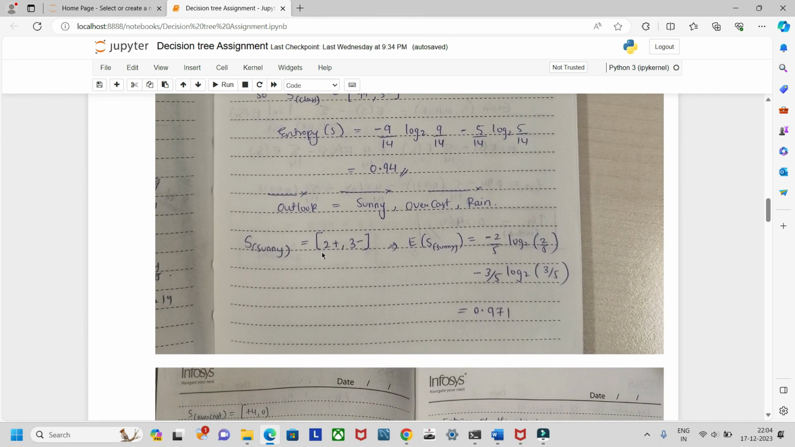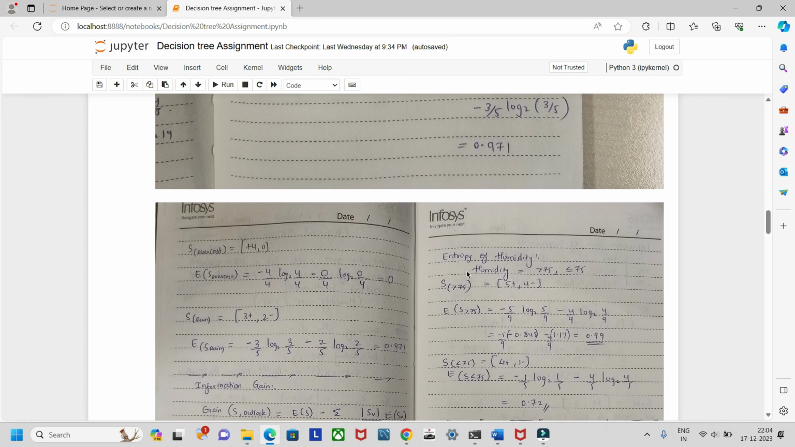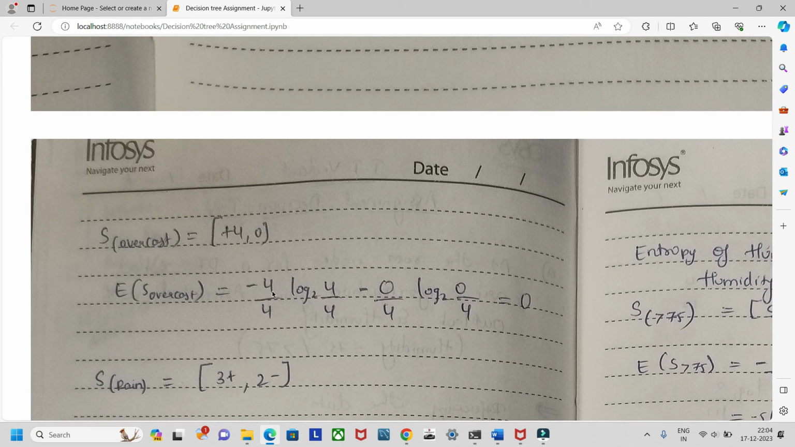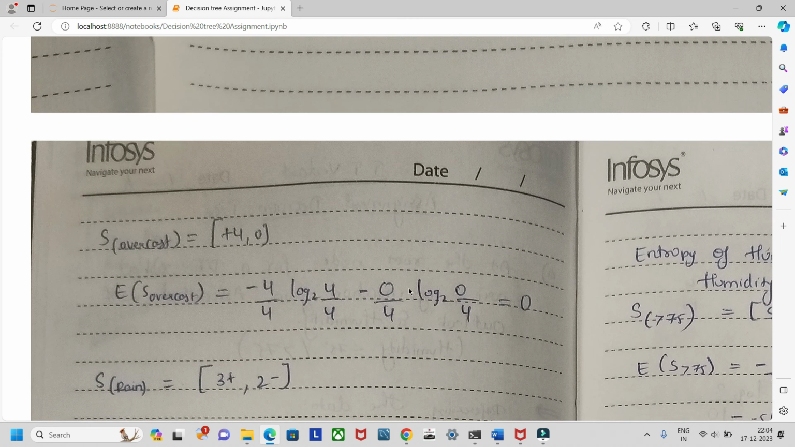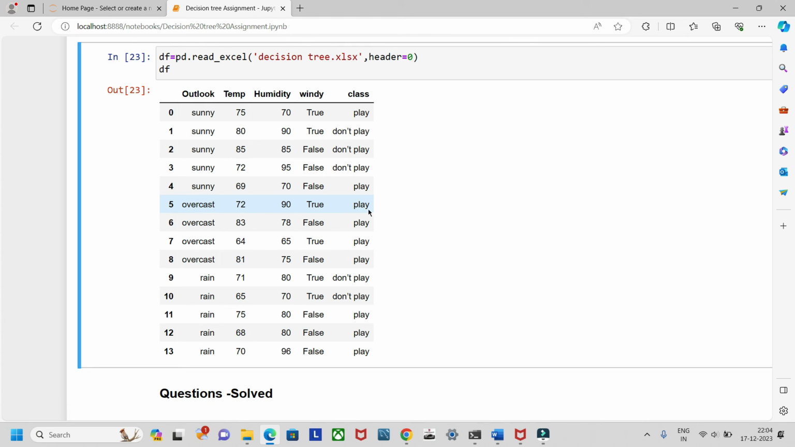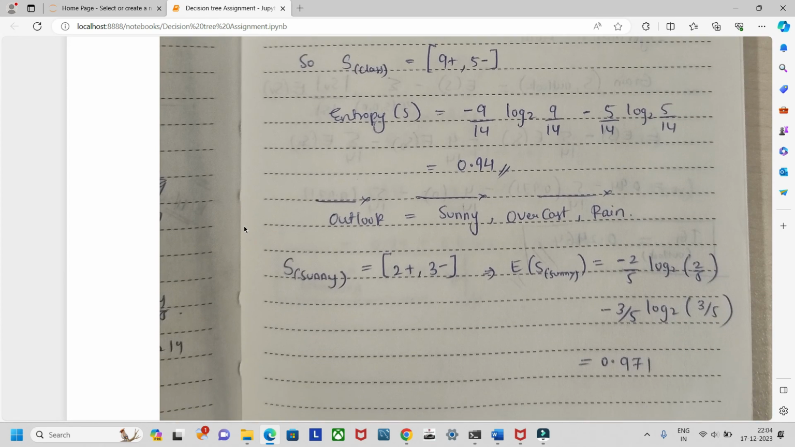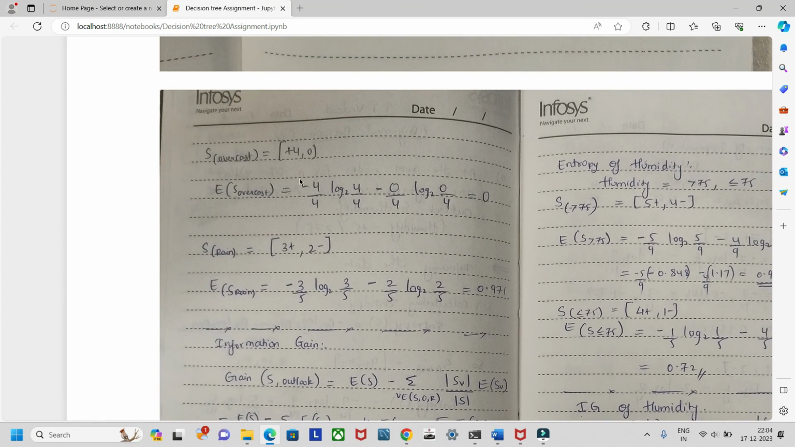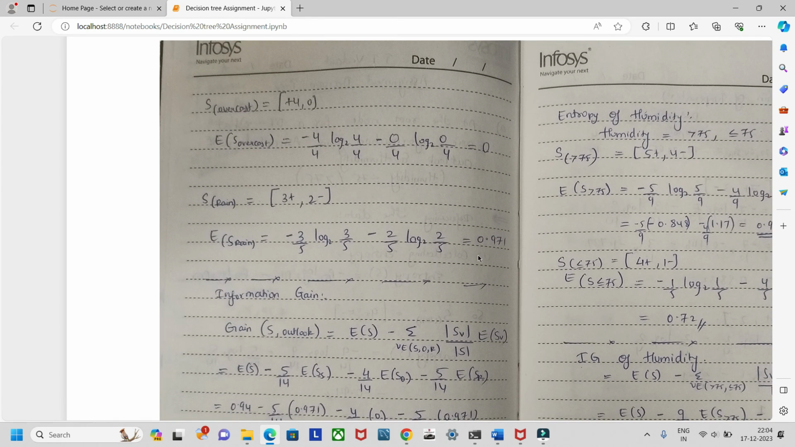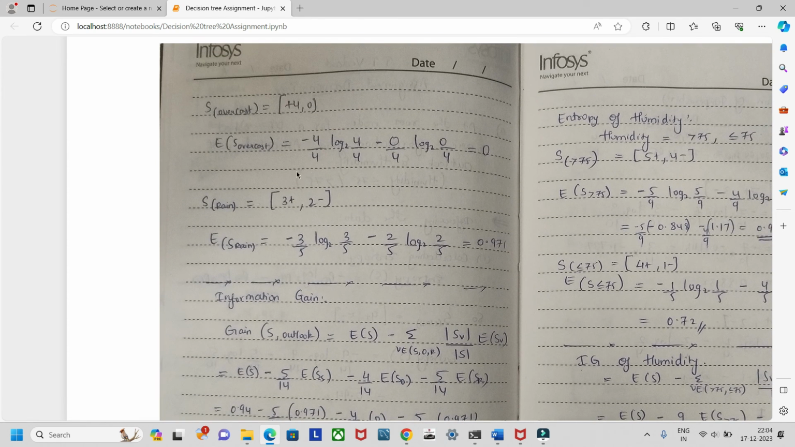This way you get sunny, and in a similar way you get it for overcast. In case of overcast, you can see it is 4/4 and here it is 0/4. Why is it like that? Basically, in overcast all the target variables are play. That is why the entropy is 0. So for overcast the entropy, that is impurity or uncertainty, is 0. And in case of rain it is 0.97.